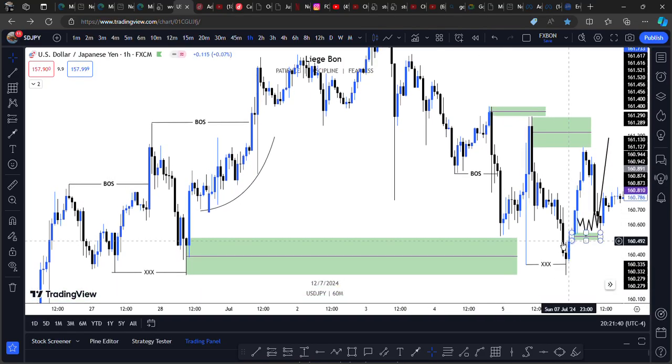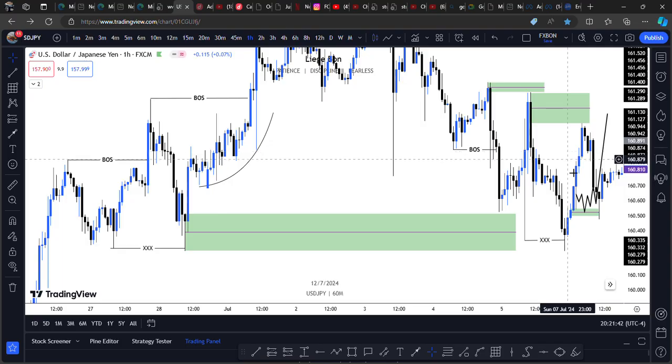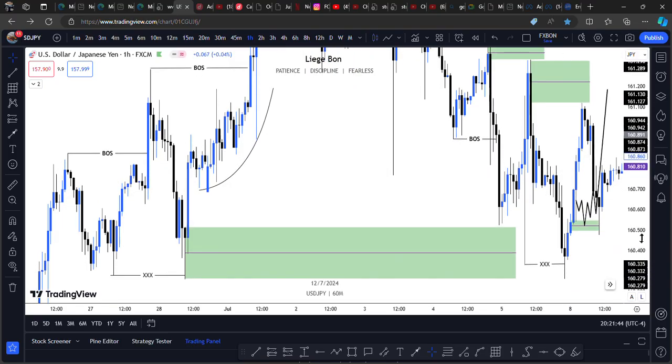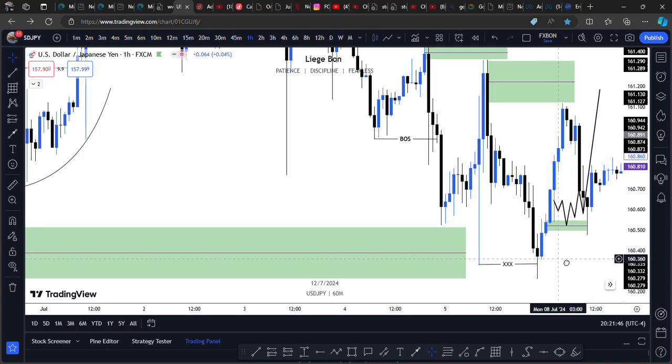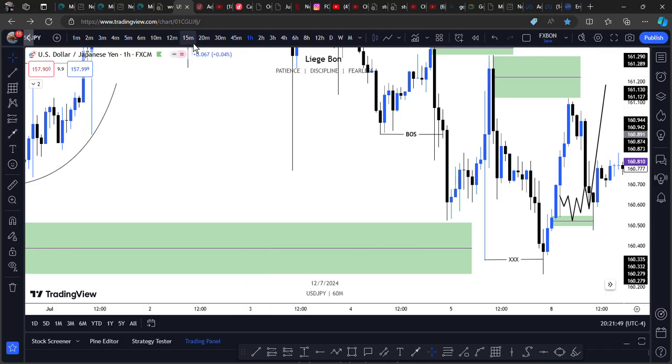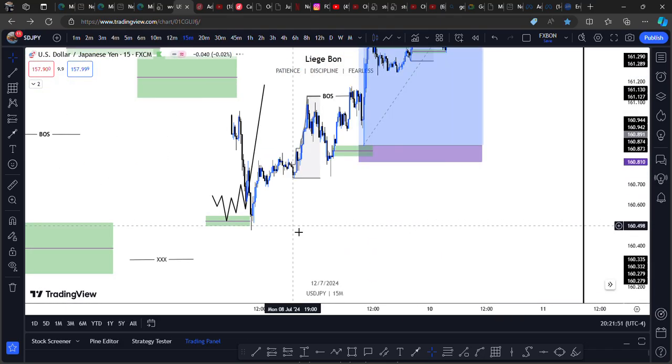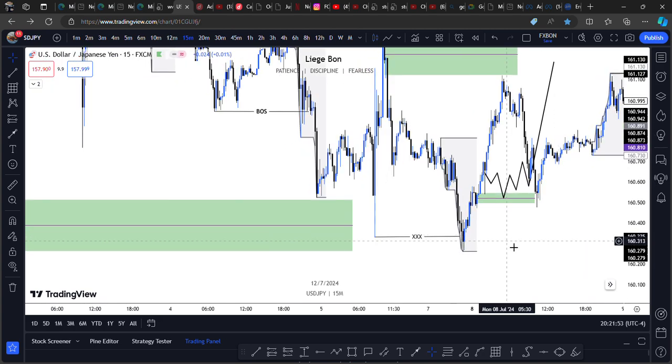Price did what? Price created this slope and took out this liquidity. Now, after taking out this liquidity, we have a chalk. Let's go on the 15 minutes time frame so you can see what it looks like. So on the 15 minutes time frame, you can see right here we have a chalk.